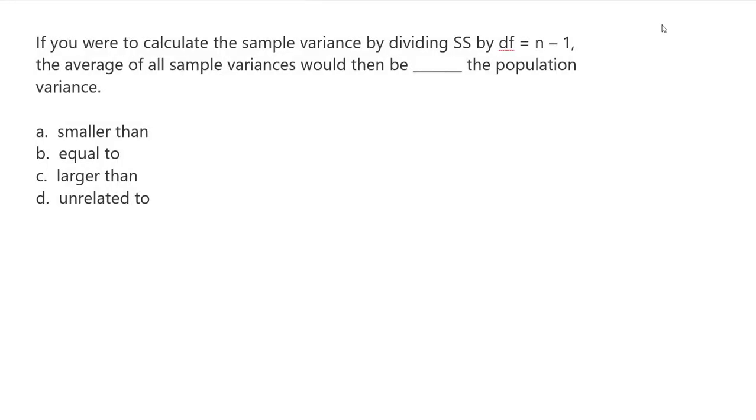If you were to calculate the sample variance, s squared, by dividing the sum of squares by n minus 1, which is actually the formula that we do use, the average of all sample variances would be equal to the population variance. The whole idea here is that we're using the sample variance to try and estimate the population variance.